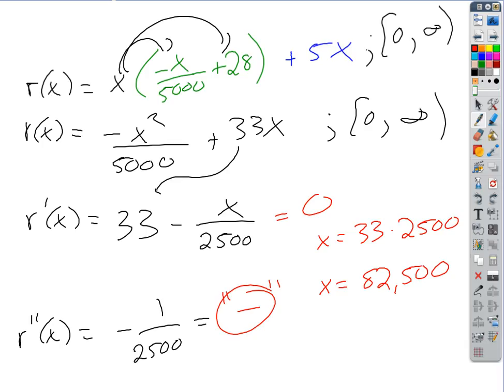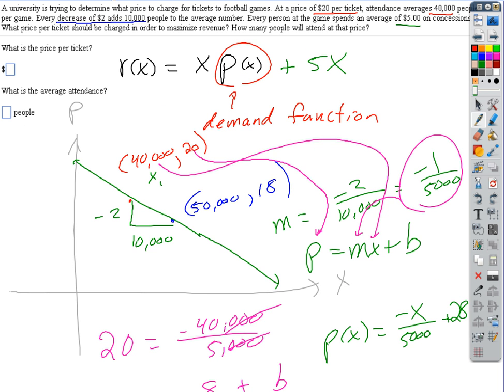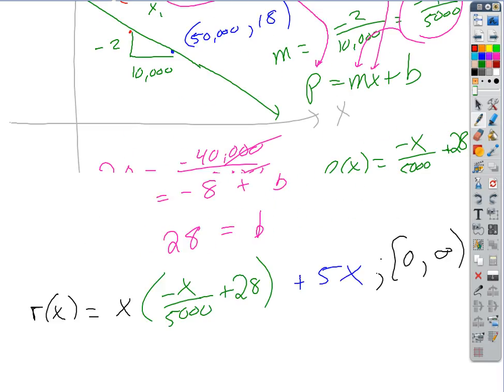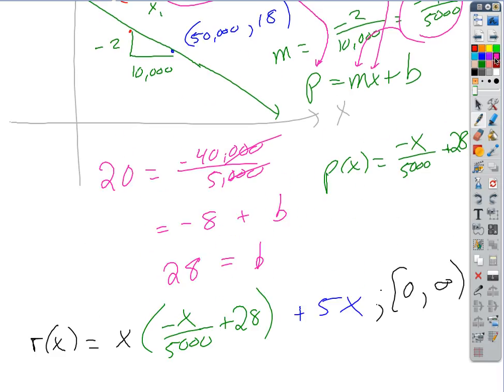There's our demand function, and we would just plug in 82,500 for X, and that would find out the price that we would set for that. Okay? It's $11.50. $11.50 is what we set tickets at to maximize revenue.